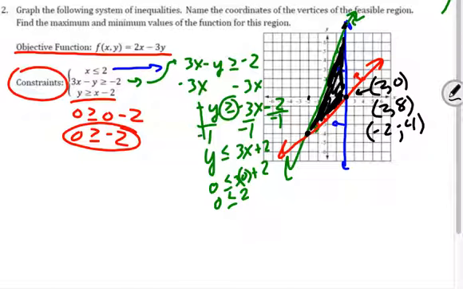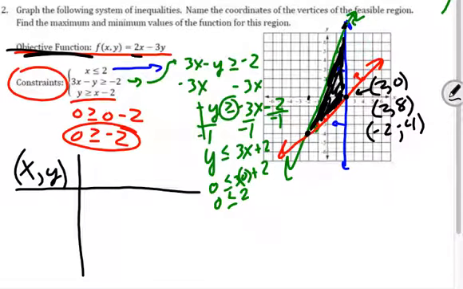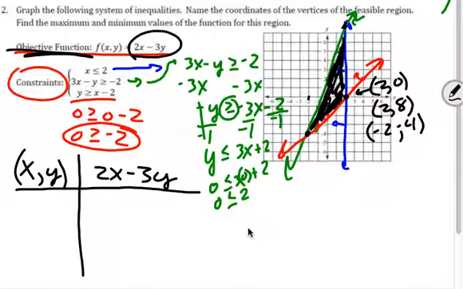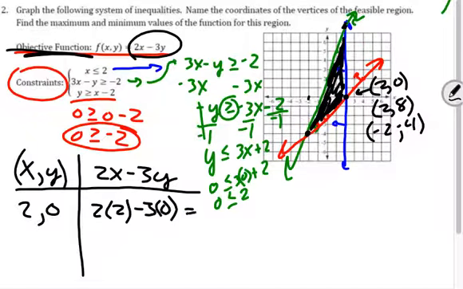So, finding our minimums and maximums, we're going to plug it into this objective function. We're going to plug in our x, y points into, basically this is all we really need to know, 2x minus 3y to generate our minimums and maximums. Okay, so our first point was 2, 0. Over 2, up 0. So 2, plugging in 2 for x, minus 3, plugging in 0 for y. This is going to give us 4.